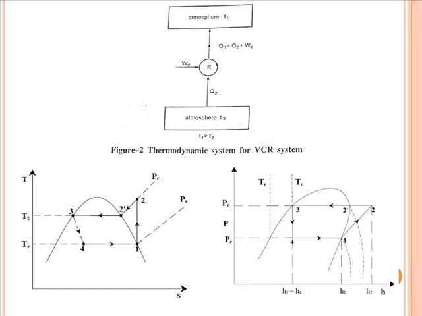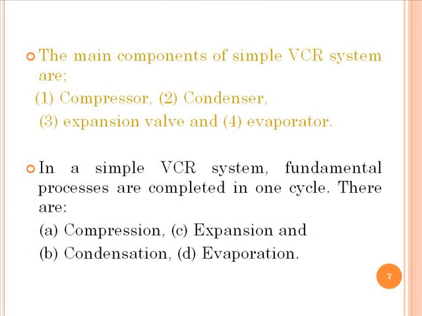Now in detail we have to discuss all the 4 processes and what are the major components of VCR cycle. You can see the 4 major components of simple VCR cycle include compressor, condenser, expansion device and evaporator. In simple VCR cycle, 4 fundamental processes are there to complete one cycle, that include compression, condensation, expansion and evaporation.